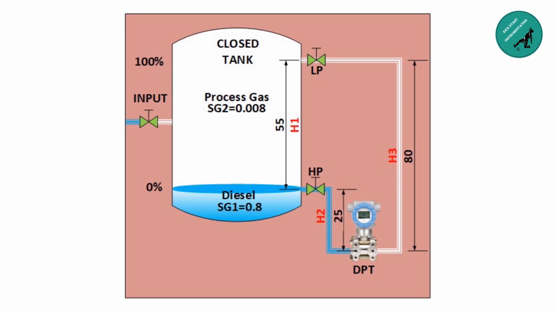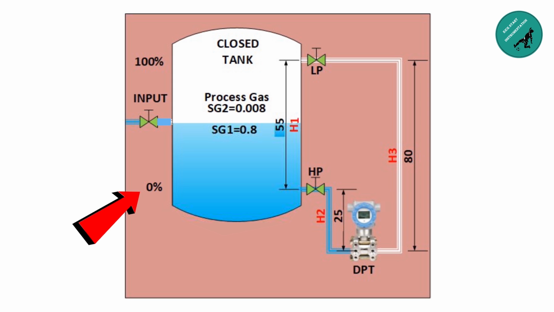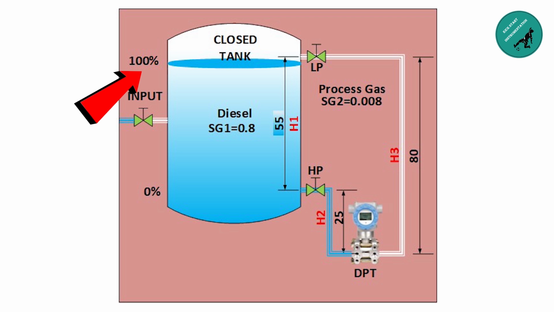To calculate URV, we see from 0% to level 100% diesel is present. So only pressure of diesel will act on high pressure side of differential pressure transmitter through high pressure valve and stainless steel tube. Only pressure of process gas will act on low pressure side of differential pressure transmitter through low pressure valve and stainless steel tube.